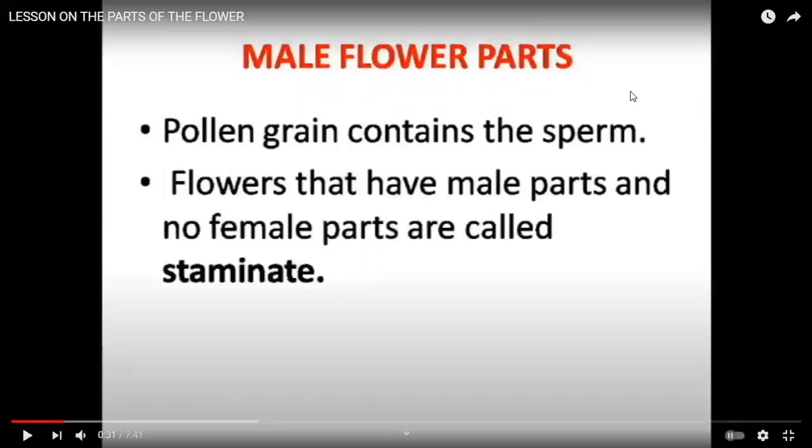Now, the other part of the flower, which is under the male part, is the pollen grain. So as I said, the pollen grain contains the sperm. The flowers that have male parts and no female parts are called staminate. So the male part of the flower we call the stamen, as you've seen already. So staminate flowers are flowers that have only male parts, but no female parts, right? Okay.